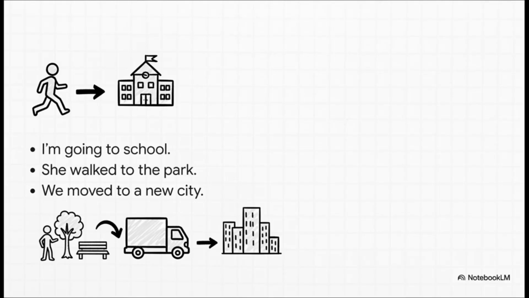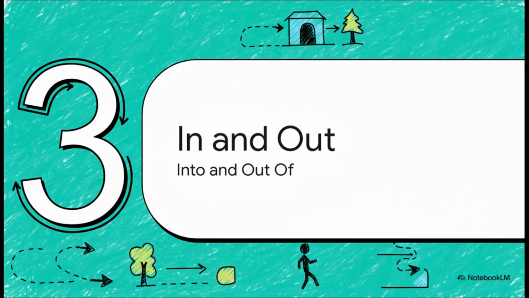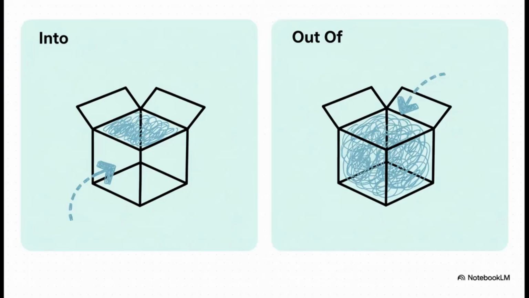So now that we've got the start and end points locked down, what happens when a journey involves crossing some kind of boundary? Right. So what about when our movement involves crossing a boundary? Think about a doorway or a box or pretty much any kind of enclosed space. Okay, so here's the key idea. It's all about the change in location relative to some kind of enclosure. Into is for entering and out of is for exiting. One is going in, the other is coming out.